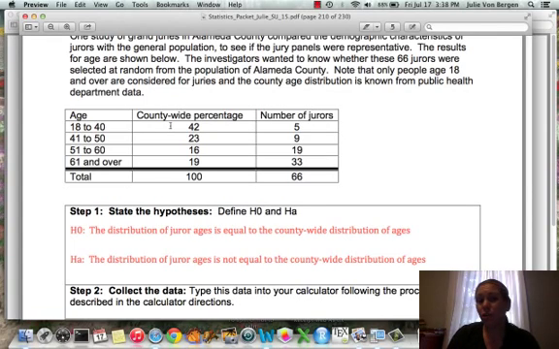Now there's only 66 jurors, so the numbers aren't going to match these percentages, because these are percentages that add up to 100. But when we look at the proportions, when we divide the number of people in each category by the total, we expect to see a close percent. Here's the number of jurors that were observed in this study for this particular group of 66. Each of these we would divide by 66 to find the percent to compare. We don't need to do that calculation because our calculator will find the difference in the observed proportion minus the expected proportion for us.